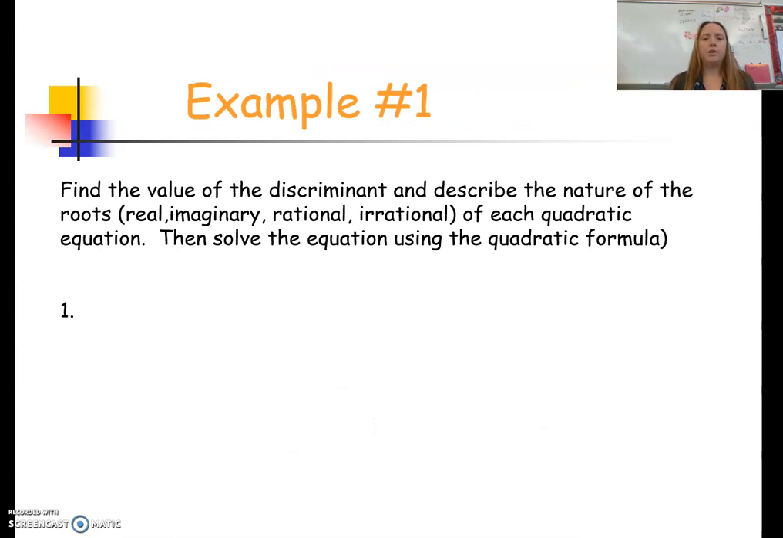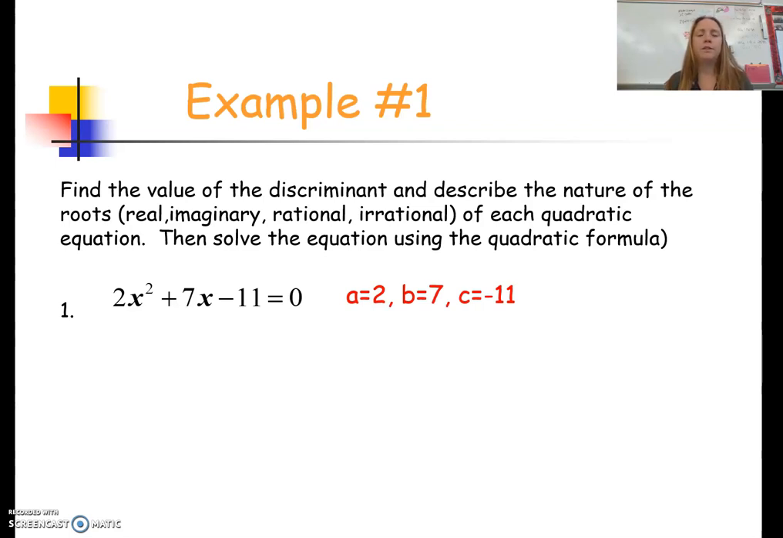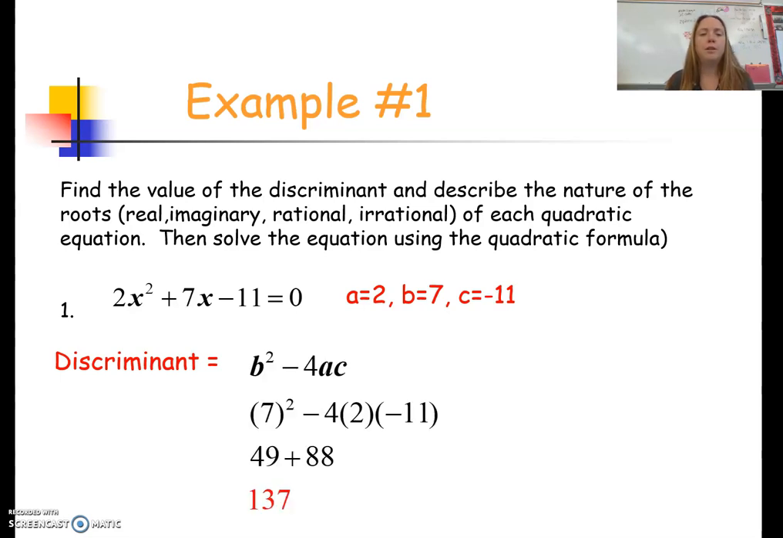Okay, so let's take a look at an example. We're going to find the value of the discriminant and describe the types of roots that will result. Our equation is 2x squared plus 7x minus 11 equals 0. We identify a, b, and c: a is 2, b is 7, c is negative 11. That's the same thing we did when we identified these with factoring; a, b, and c don't change. Then we put it into b squared minus 4ac. I have 7 squared minus 4 times 2 times negative 11. Simplifying this down, we get 137.